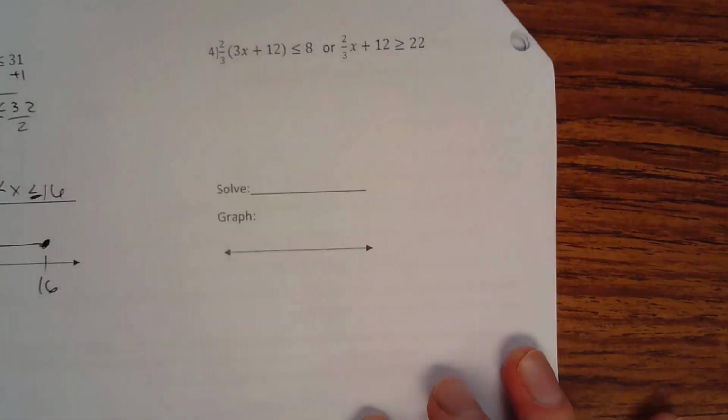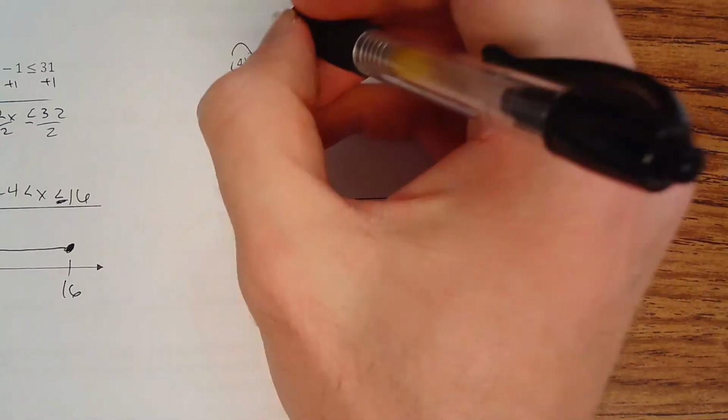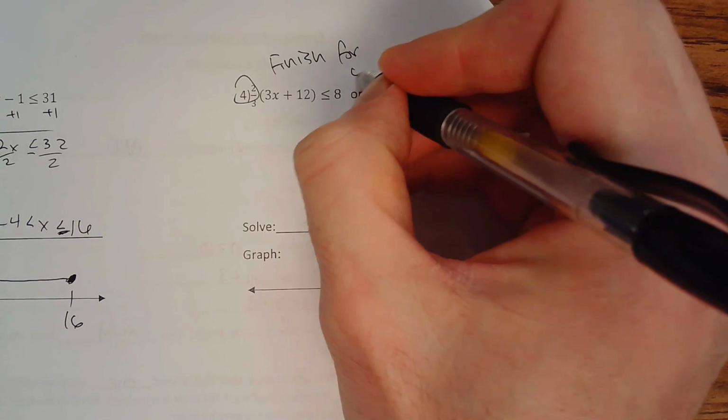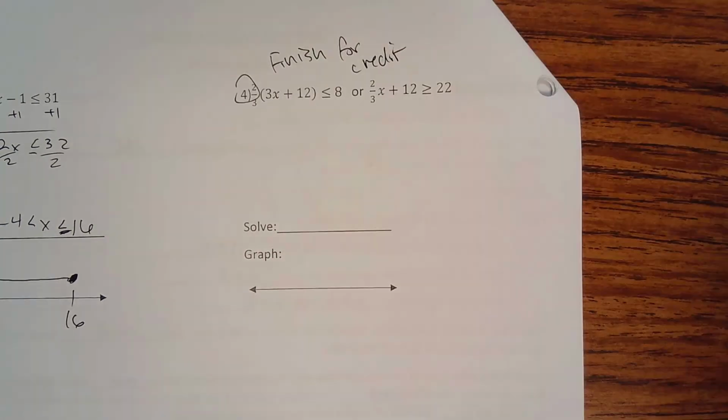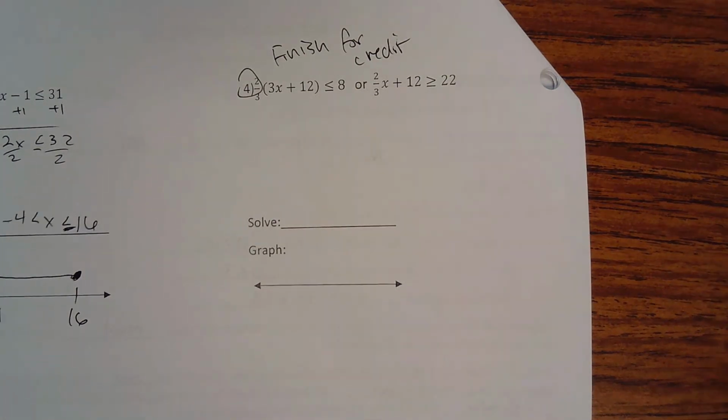Okay. I want you to try this guy. So finish for credit. Remember, when you don't do these, I don't give you credit for your notes. You got to finish this last problem. So I want you to try one out and see how you did on that. So that's the end of the notes for today.